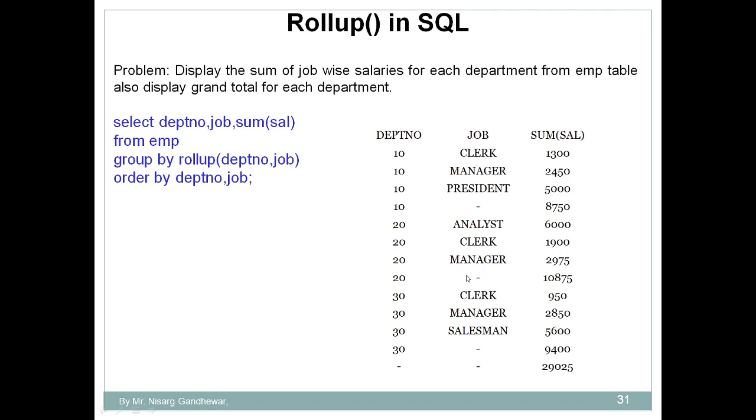So how can I do this? Whether rollup function is sufficient to do this? No, because in this case rollup function is applied to only the first attribute of that particular column. So in this case we are providing two attributes to rollup function. One is a department number and second one is a job. So rollup function always applies on the first attribute from the given attributes. So first attribute is department number. That's why it has written the department wise grand total.